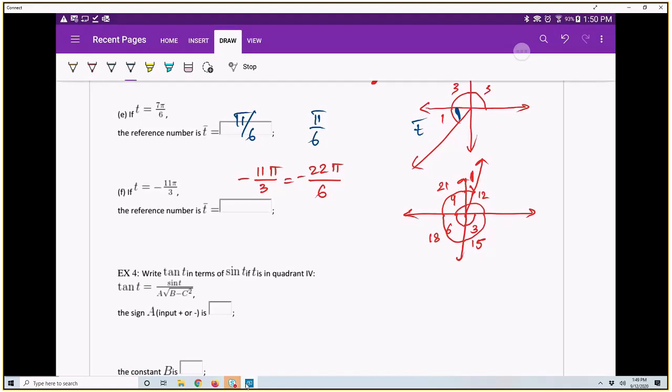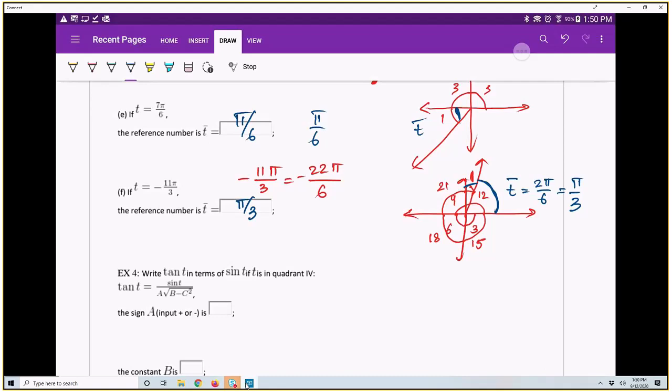But again, reference angle is the angle between the terminal side and the nearest direction of the x-axis. So this is the reference angle t bar, which is 2 pi over 6's. Because that much counted for only 1, so the remaining is 2 pi over 6's, which simplifies to pi over 3, and hence I get to say that the reference angle is pi over 3.